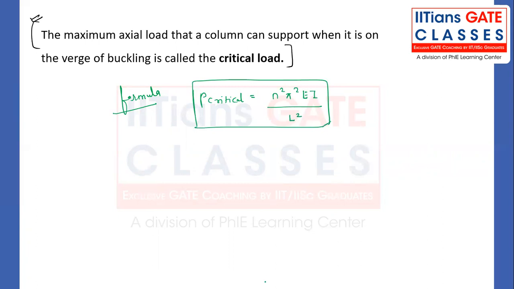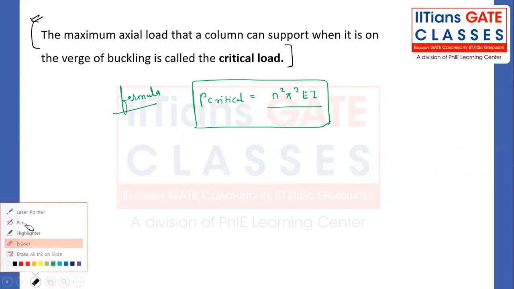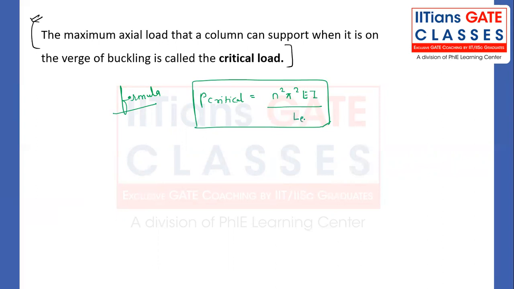right? Sir, what is the n? First time we are learning. It's better that you modify this formula here itself so that no confusion will be there afterwards, once we discuss everything. L effective means the effective length of the column. That is called L into alpha. Alpha is nothing but the end fixity coefficient. That means it depends on the end conditions.